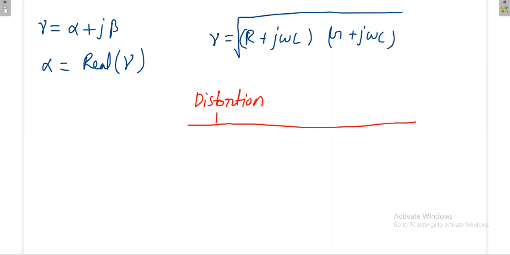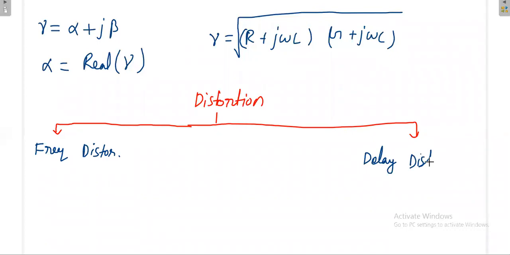Okay, now we discuss about only 2 distortions. One is frequency distortion. Another one is phase or delay distortion.